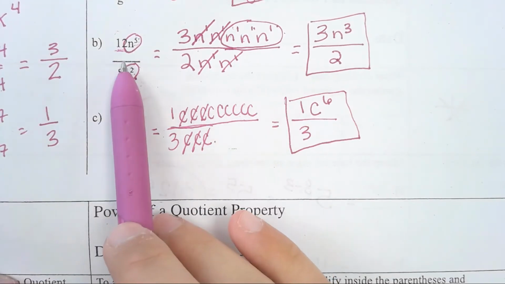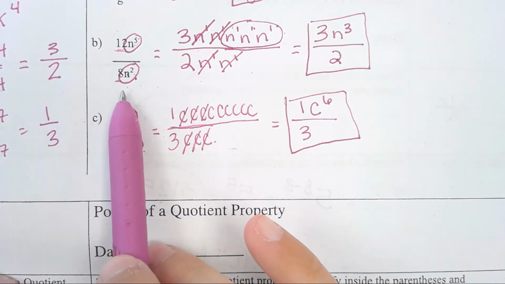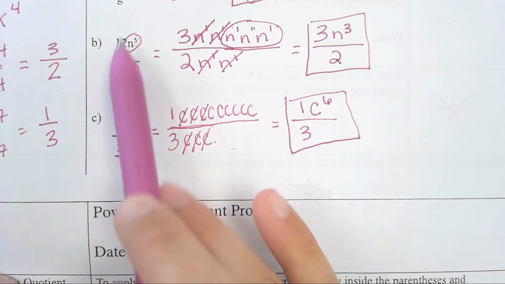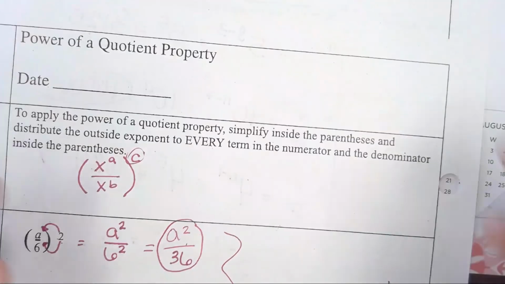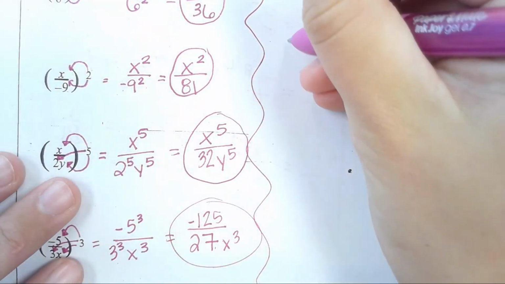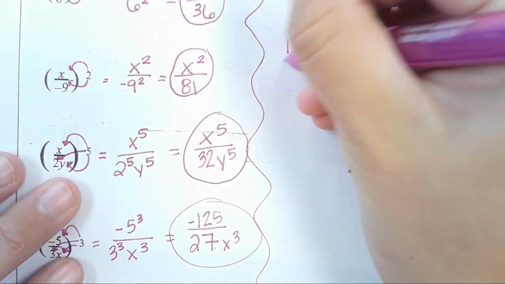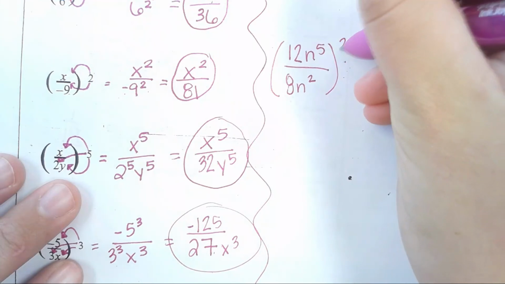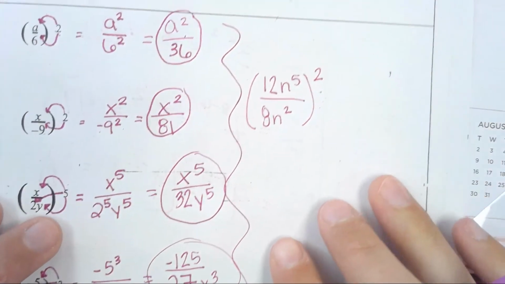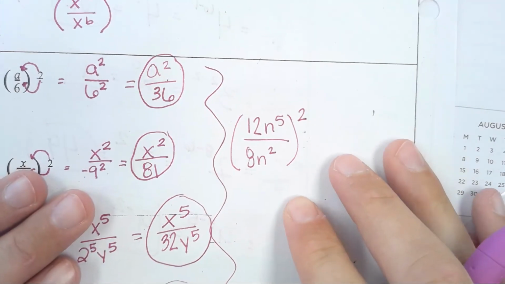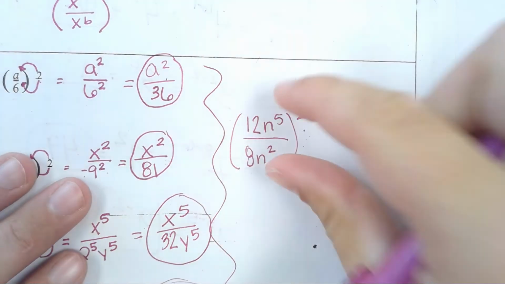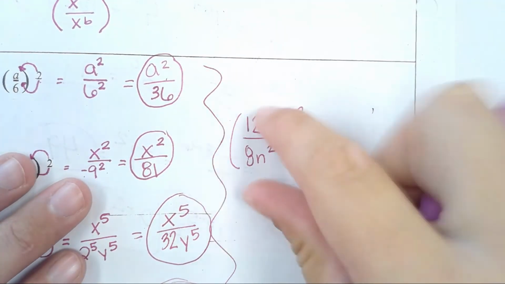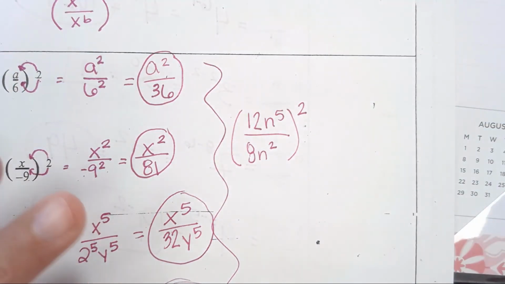So I'm going to take 12 n to the fifth over 8 n to the second, and I'm going to take all of that to the power of 2. So 12 n to the fifth over 8 n to the second, all of that to the power of 2. Okay, so again, you must simplify everything on the inside first before you move to the outside.